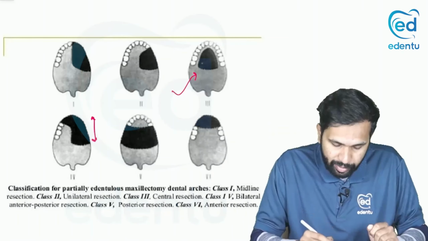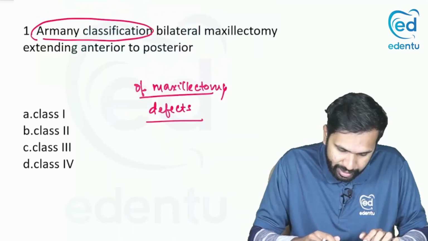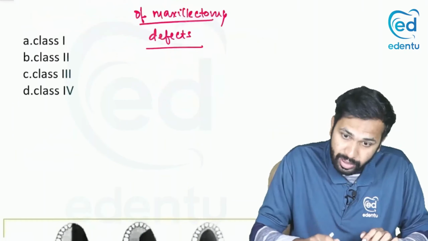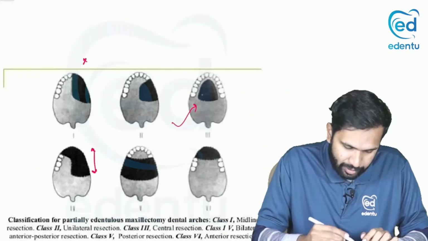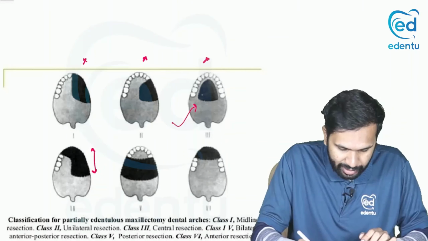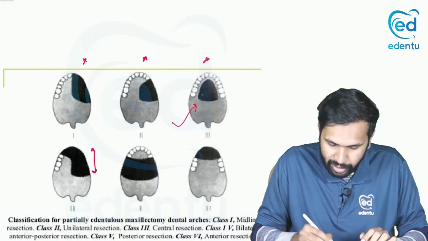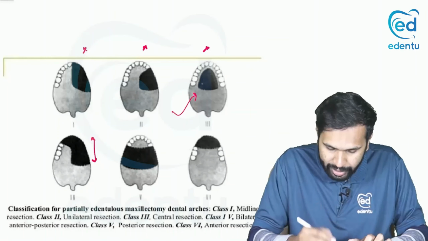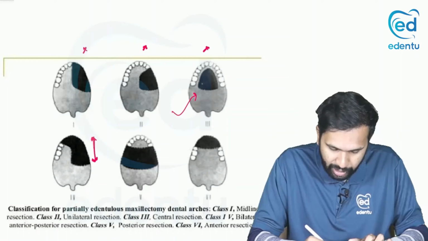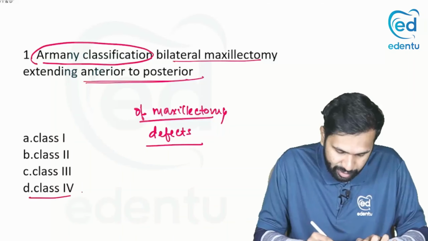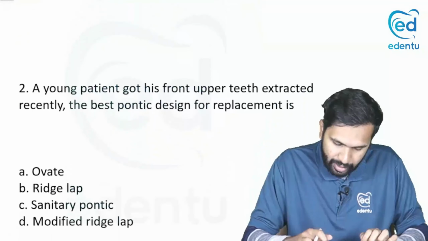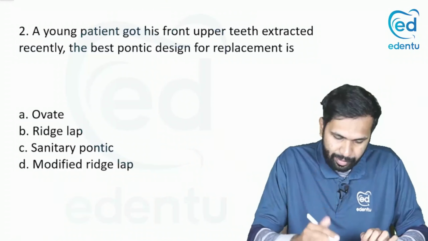Right? So what are they asking? Bilateral maxillectomy extending anterior to the posterior. This is unilateral, this is again unilateral, this is central. These three are bilateral: 4, 5 and 6. That is your Armani classification. And extending anterior to posterior is your class 4. So the best answer for this will be your class 4 resection. All right. Next. This is a previous NEET question.